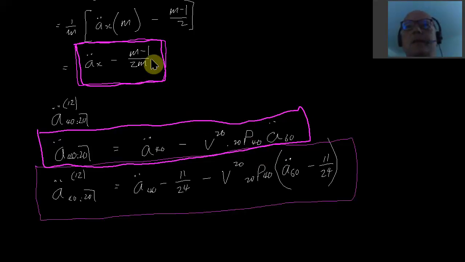And this adjustment is an extension of taking a half off because it's halfway through the year, so it's the average of an annuity due and an annuity immediate. Okay, so that is the m-1 over 2m formula.